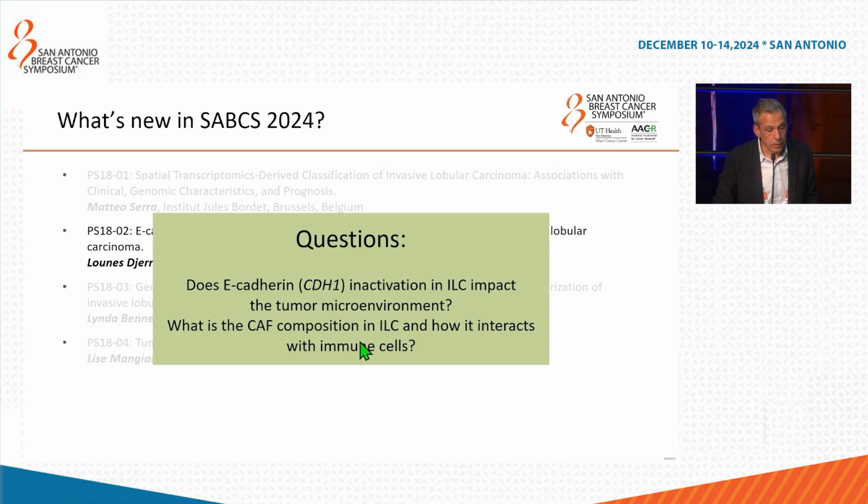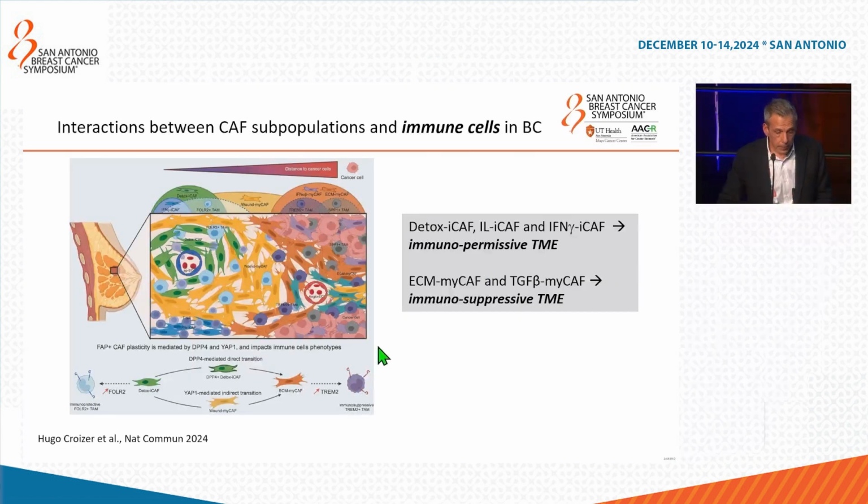And what is the CAF composition in lobular compared to ductals, and how does it influence interactions between immune cells? For that, this group from Curie did tremendous work characterizing CAFs. This is a very interesting and important paper. Actually, they published many papers characterizing the different subpopulations of those cancer-associated fibroblasts.